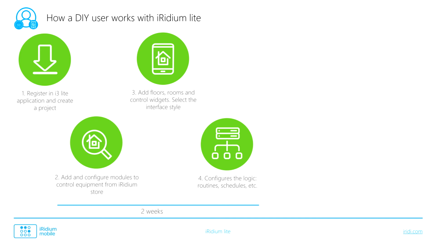If he likes the project, he buys iRidium server Lite. Its price already includes a license. In fact, he does not have to wait for 2 weeks. He can buy a server earlier, even before a project is created.